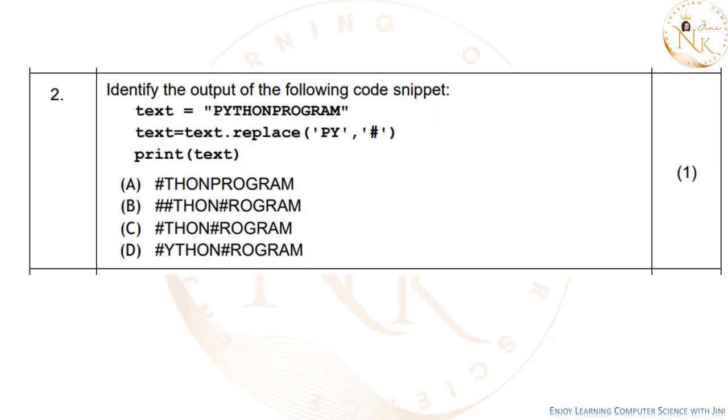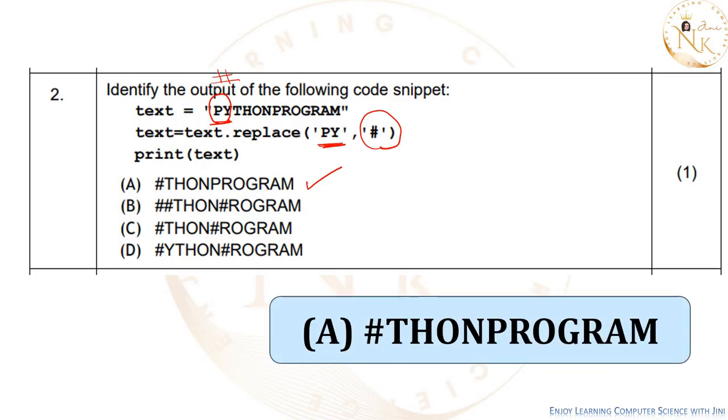Question number 2. Identify the output of the following code snippet. Here the text is given as pyth Python program. Now text is equal to text dot replace py comma hashtag, print text. So you have to replace the text py with hashtag. We have py here, so this should be replaced with hashtag. So hashtag thon program. Which is the option? Hashtag thon program. The first one is the correct option. You can see this is your correct output.